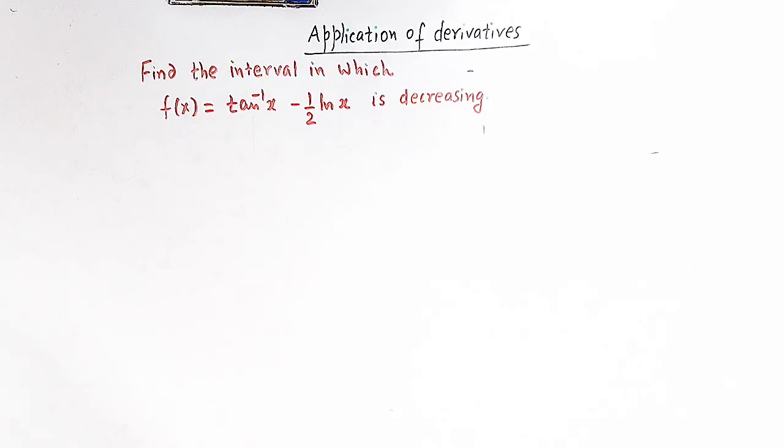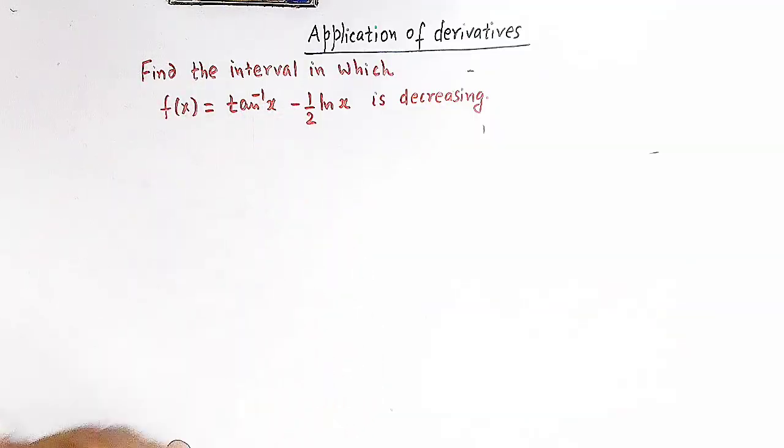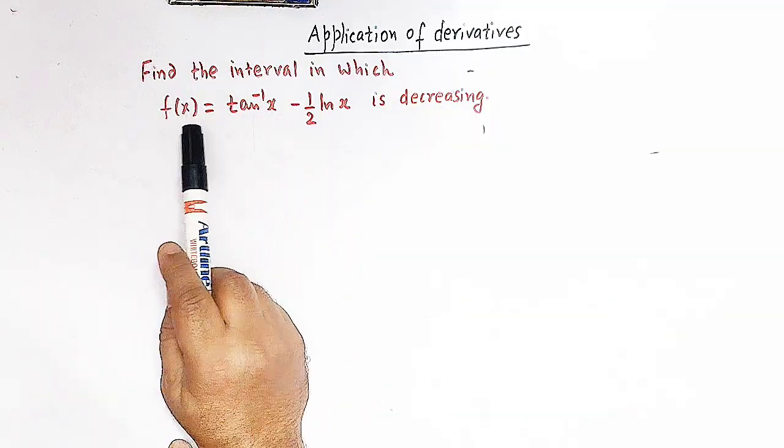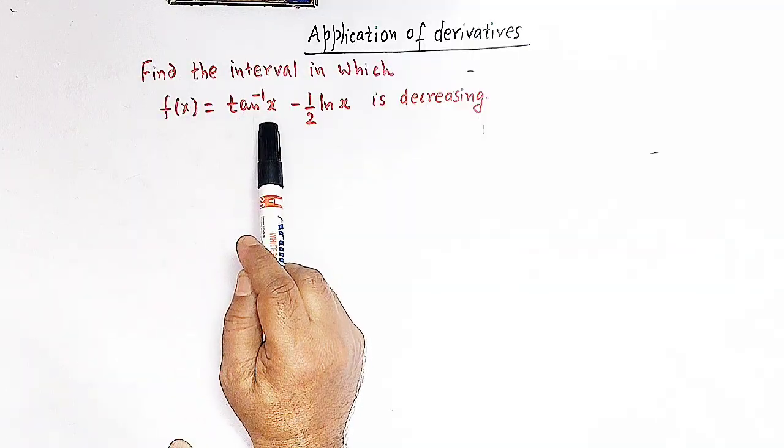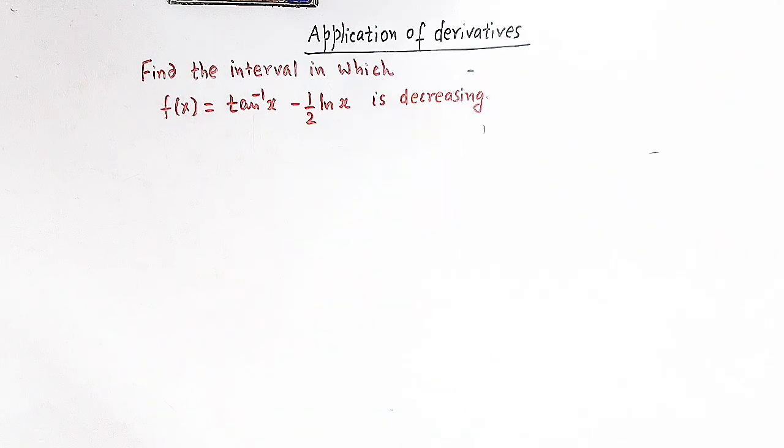Hello, viewers. In today's session, we are going to discuss another important problem from application of derivatives. Here we are going to take up one problem from increasing and decreasing functions. We have to find the interval in which this function f of x, which is equal to tan inverse x minus half times natural log of x, is decreasing. So we have to find out all the values of x for which this function is decreasing.